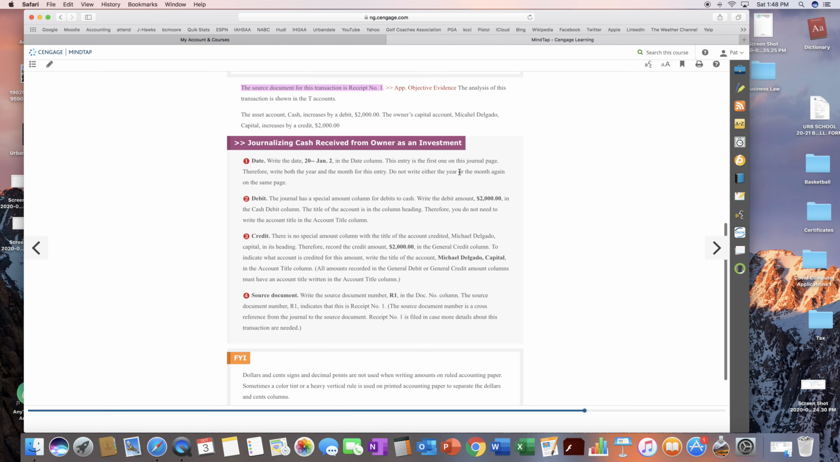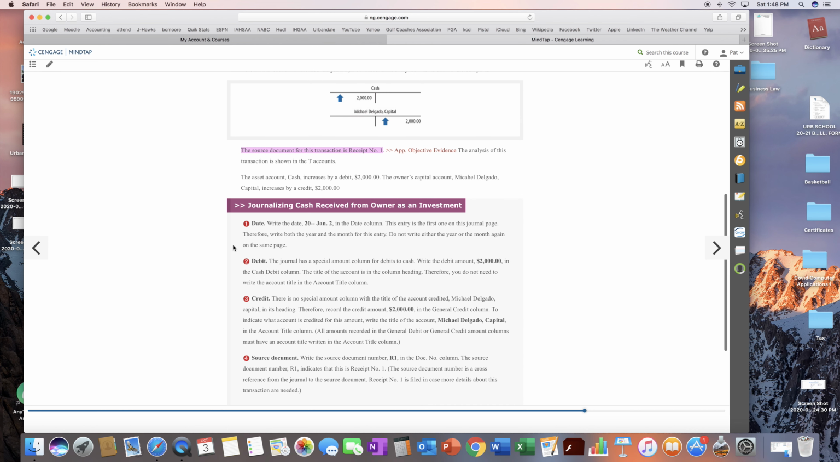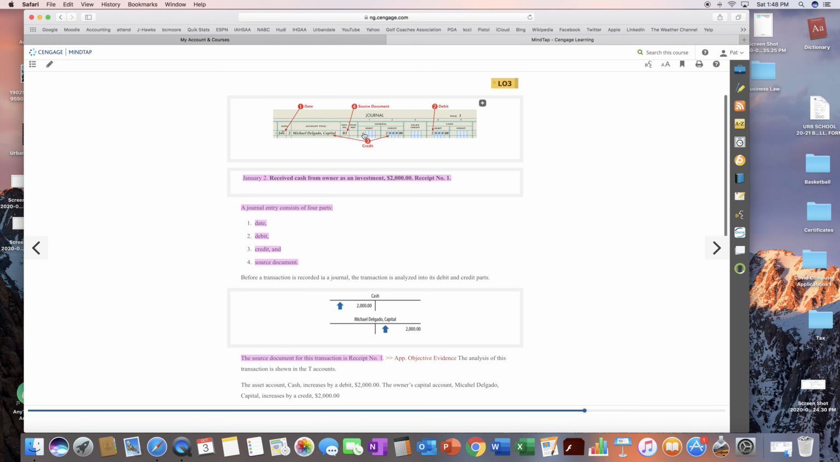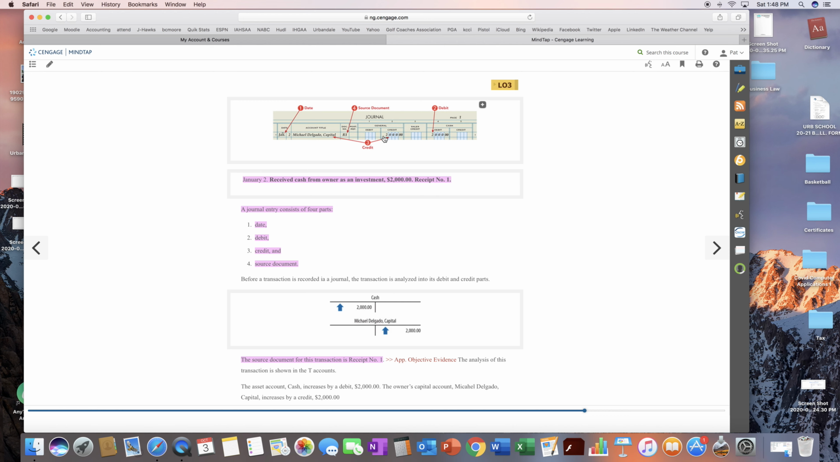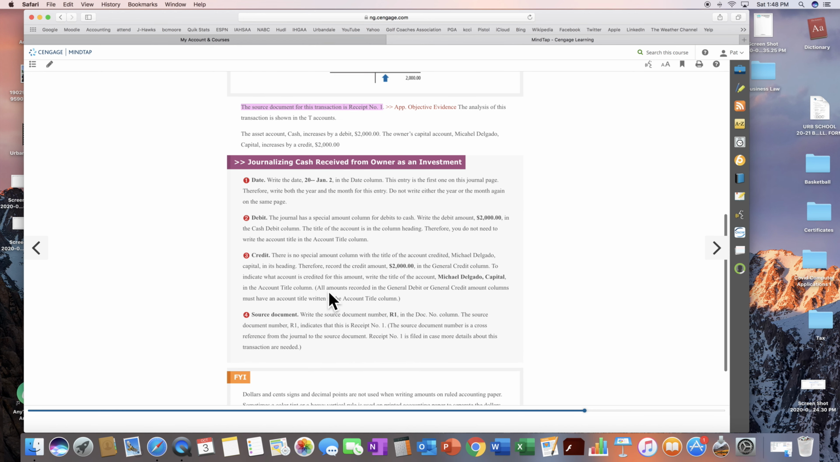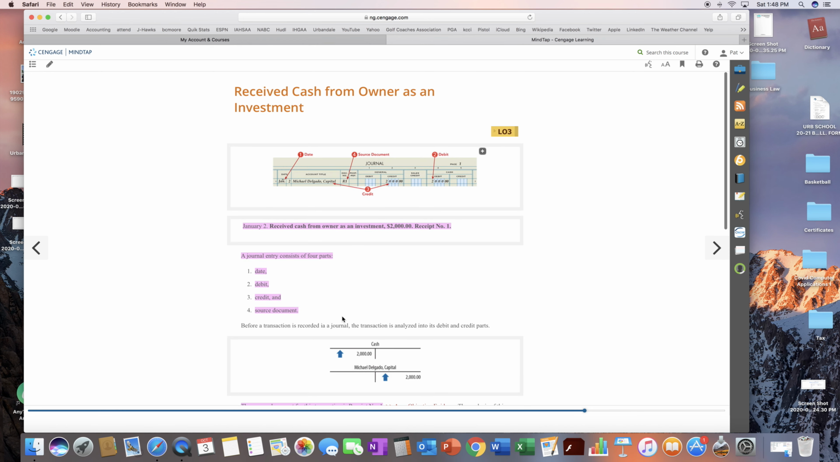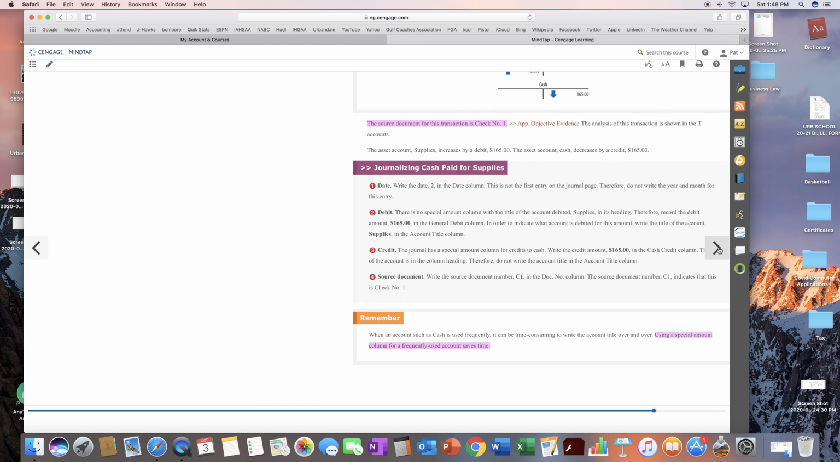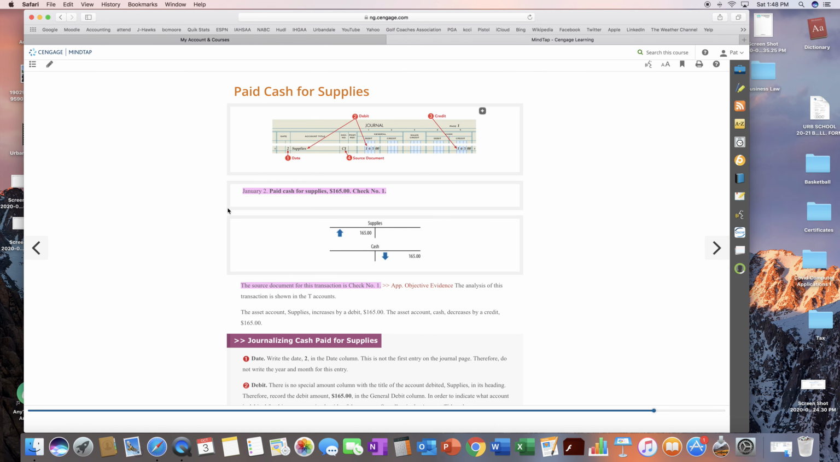This whole area, again, we've kind of showed you and talked about. This breaks down the 4 parts of a journal and journalizing cash. So if you had a question on 1, 2, 3, and 4 parts, you can look here. That would help you. The other transaction we're learning in this one is paid cash for supplies, $165.